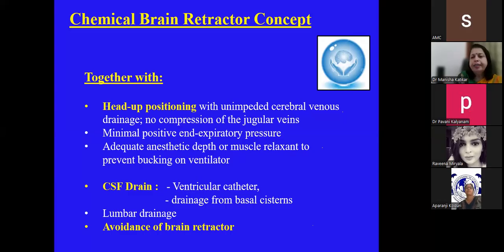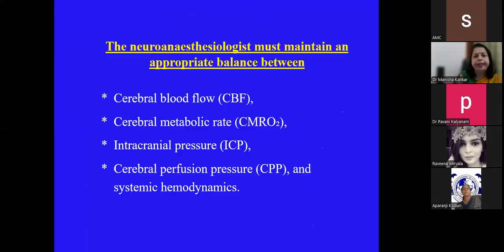And at the same time, you have to also request the surgical team to avoid the surgical brain retractors. Because in a tight brain situation, if they try to introduce the surgical retractors, then it will cause cerebral ischemia to the tissues underneath the retractor, or it may damage important structures and it will increase the post-operative morbidity. So you provide the chemical brain retractor concept.